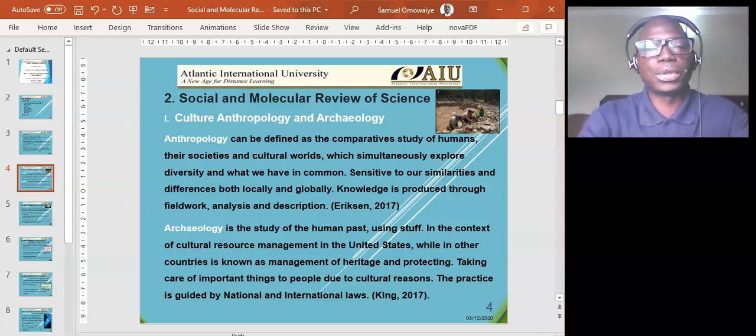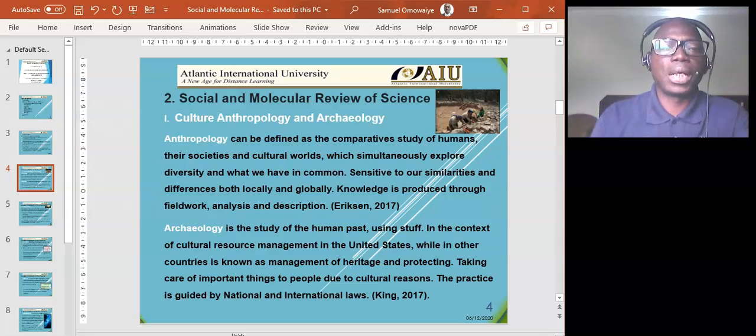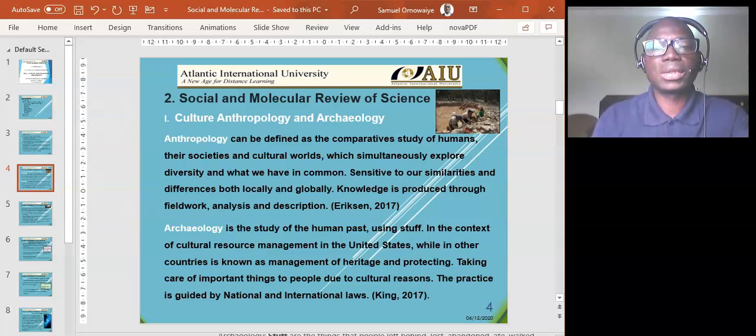Okay, going to archaeology, which is the study of the human past using stuff. The stuff being defined by Thomas King in his book Doing Archaeology: A Cultural Resource Management Perspective. Stuff is things that people left behind, lost, or abandoned, what people consumed as food, walked around on, lived in, threw at each other, as well as stuff that made up their bodies.